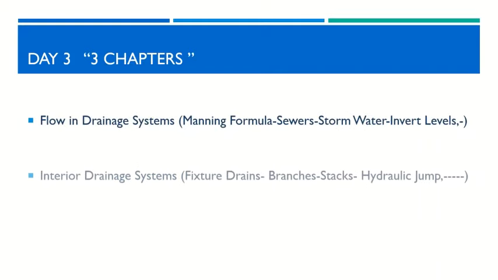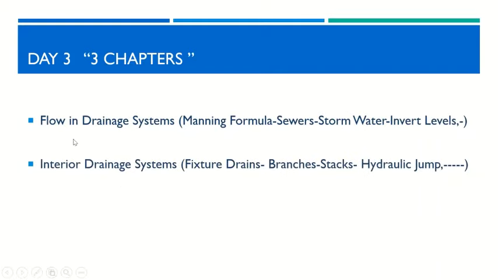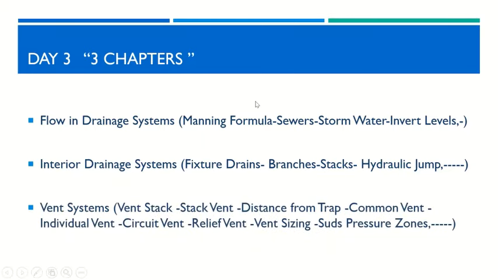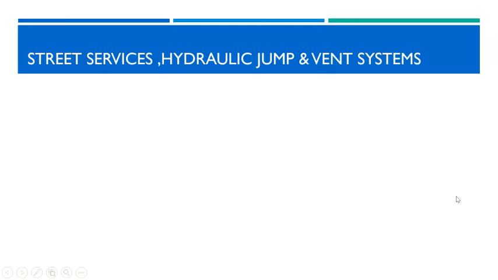In day 3, we have 3 chapters. The first chapter, flow and drainage system, we'll talk about Manning formula, sewer, storm water, and invert level, cover level, etc. And the interior drainage system, like fixture drains, branches, stacks, hydraulic jump, and vent system, types of vent like vent stack, stack vent, distance from vent trap, common vent, individual vent, circuit vent, relief vent, vent sizing, how you make sizing for the vent pipes, and very important terminology like surge pressure zones, how we define it, how to avoid it.